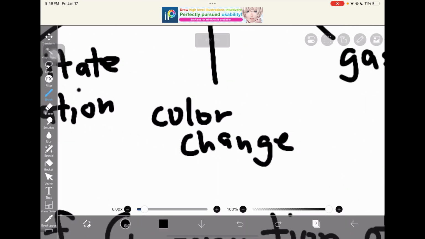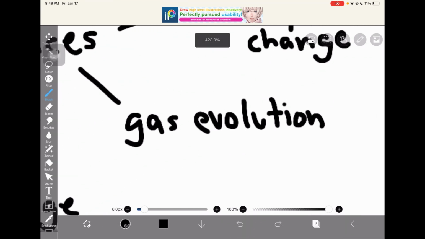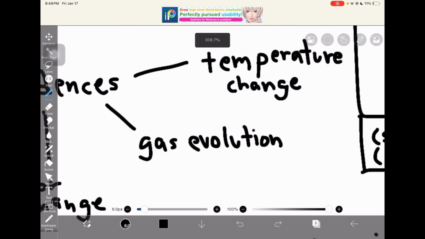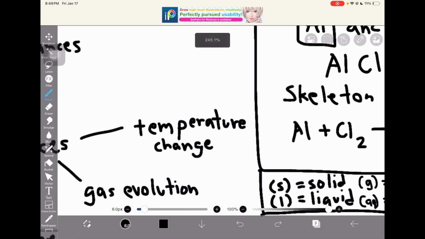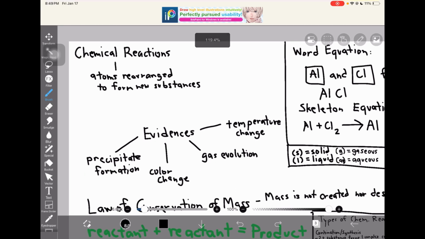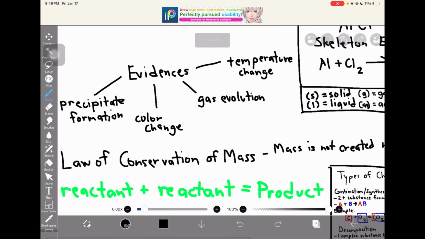Next is any sign of color change. This is very self-explanatory. As well as gas evolution. Gas evolution is just when gas starts to form and bubbles start to emerge. And lastly, temperature change. Once again, very straightforward.